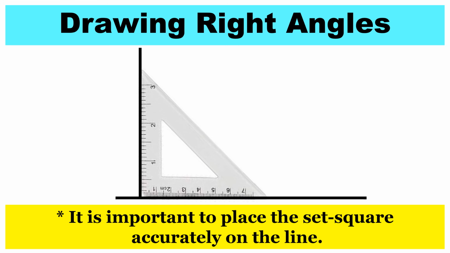Now you can draw a line along the other side of the set square. After drawing the line, you can remove your set square and you can mark the angle, the symbol of the right angle. Now you have drawn a right angle.